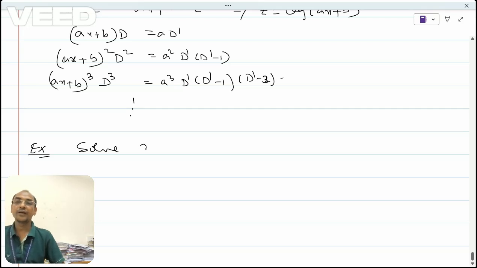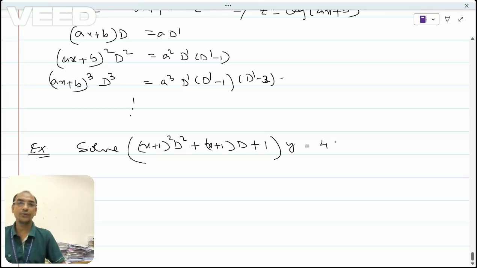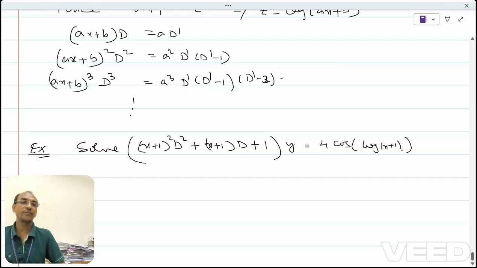Solve (x plus 1) squared D squared plus (x plus 1) D plus 1 of y equal to 4 into cos of log of (x plus 1). Okay, so this is the given differential equation.